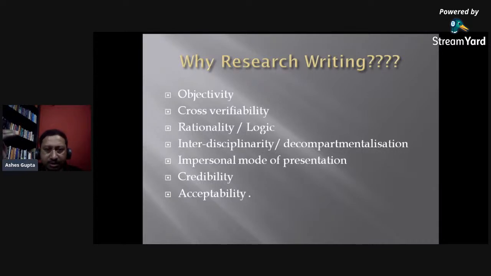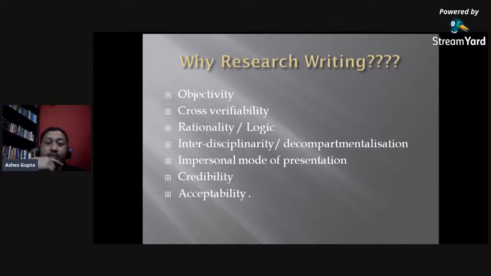Now, this becomes necessary because at this point of time, a person like me who belongs to the corpus of English literature teaching cannot any longer claim that I will write something which is only subjectively true to me. Today, even when we are into linguistic research or literary research, we have to keep in mind the notion of objectivity, the notion of cross-verifiability, the notion of rationality and logic, because we are into a playing field in which interdisciplinarity and decompartmentalization are the most important determiners.